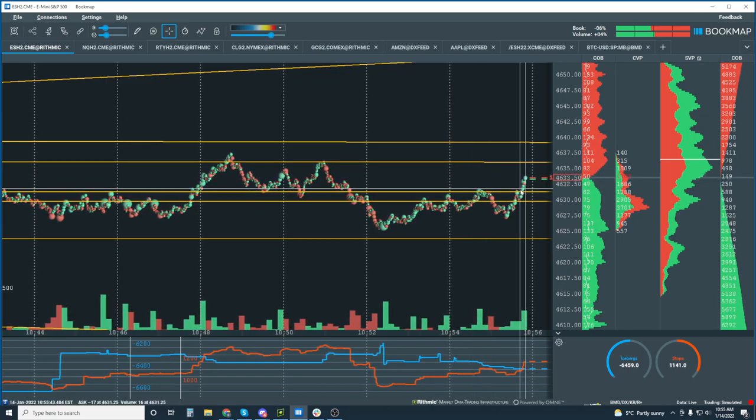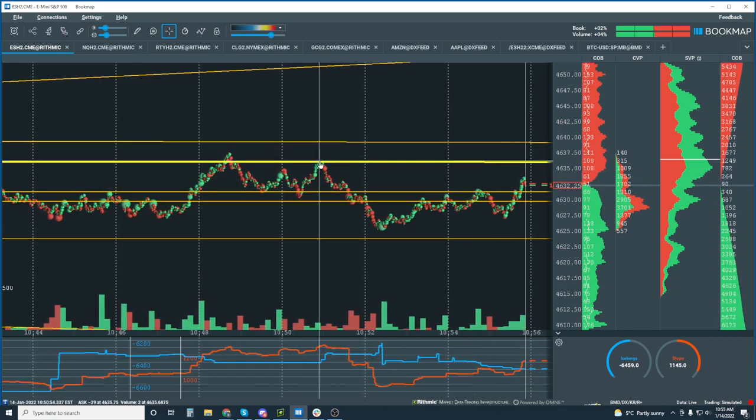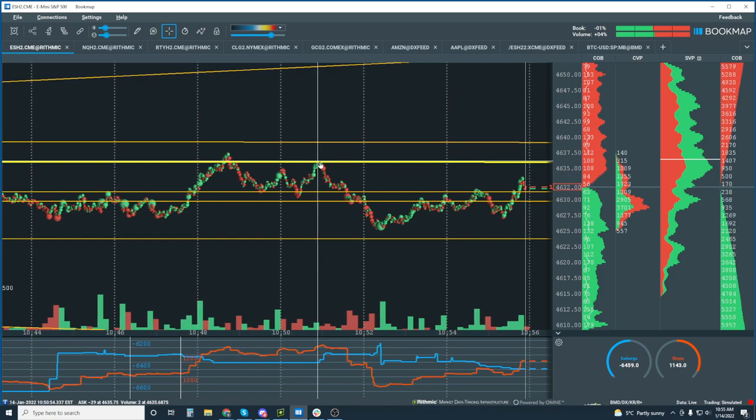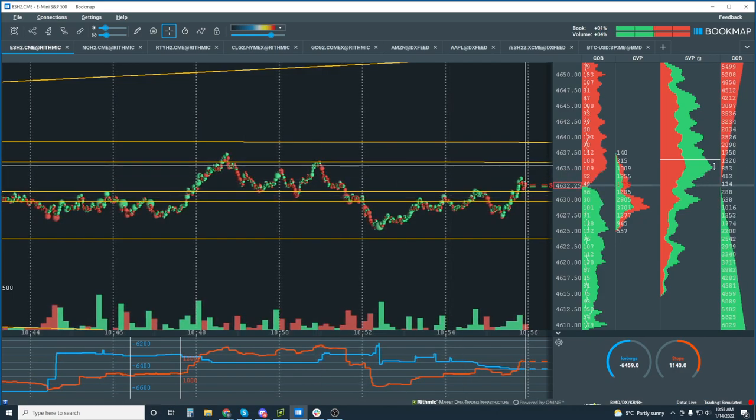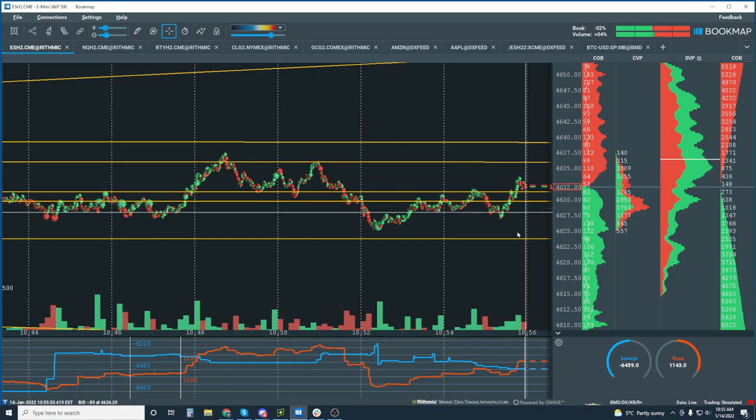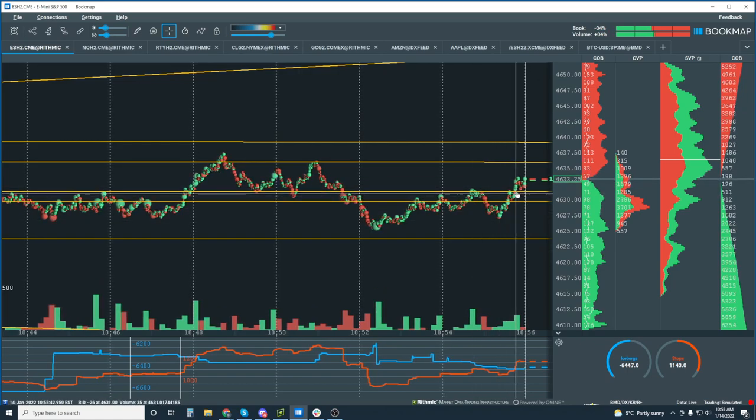Now, here come our buyers. Where do we want to go? Top of the range here, and maybe we can even break it here. Point of control, back to 35, 37. That's what we'd be looking for. Why? Look at the buyers here.